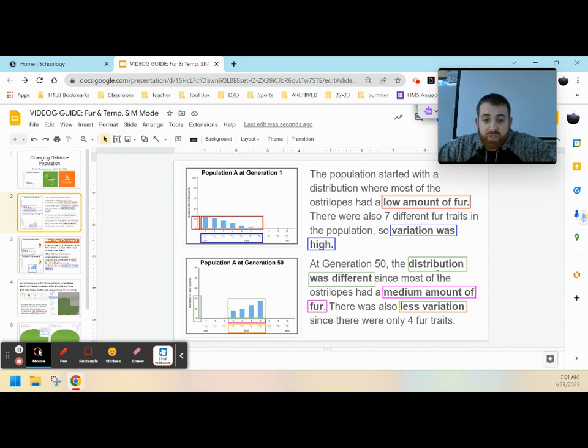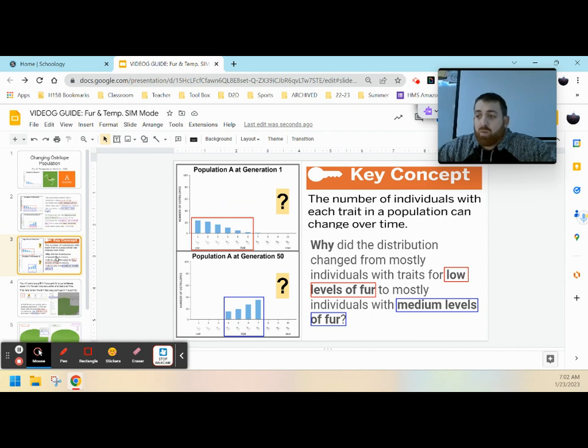We saw that after 50 generations, the distribution was different. So we see that the size of our data, or our bars here, was different than what we started with. We also saw that most of our ostrolopes had that medium amount of fur, and there was less variation since there were only 4 fur traits available. So we know that the number of individuals with each trait can change in a population.